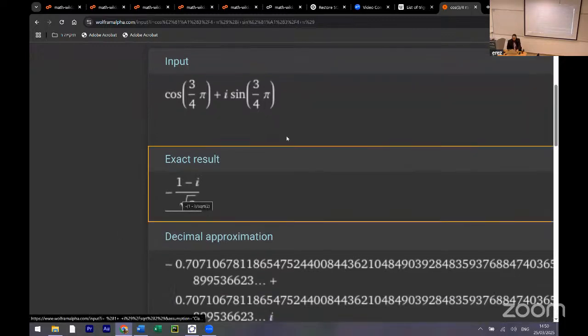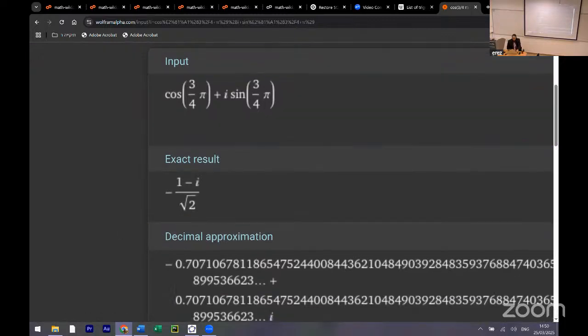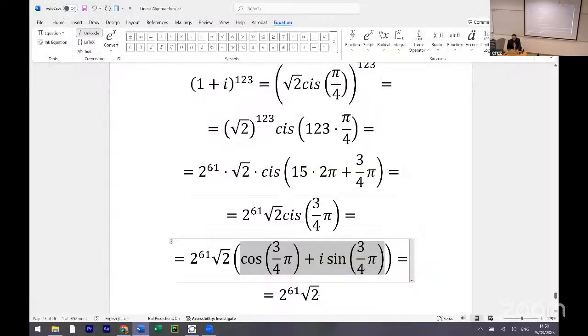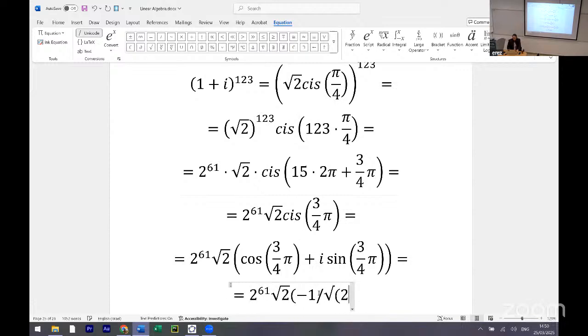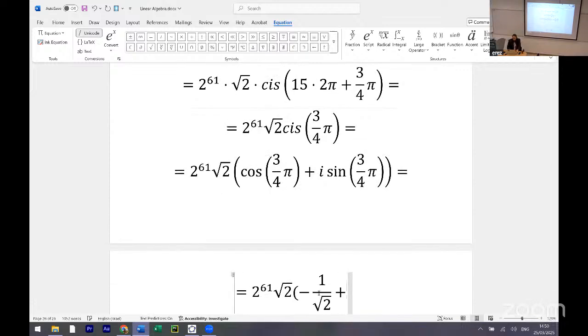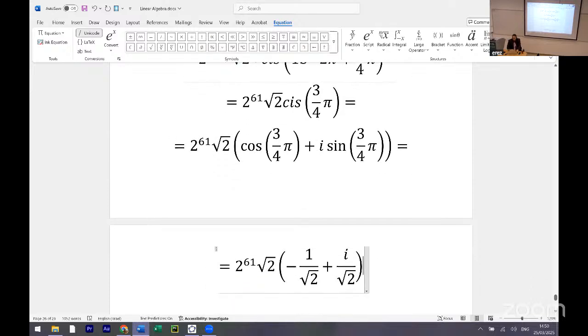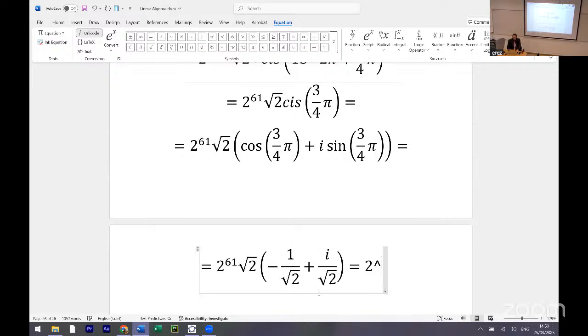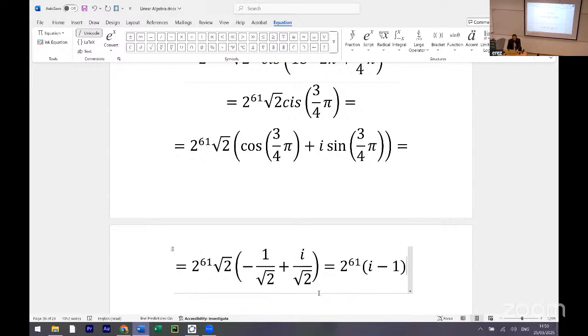So it's minus 1 over square root of 2 plus i over square root of 2. Oh, it's nice. Why did I say it's nice? Because the square root of 2 cancels. And we get all together 2 to the power of 61 times (i minus 1). That's nice, right? That's easy enough. And in a few seconds, we will check for any mistakes.